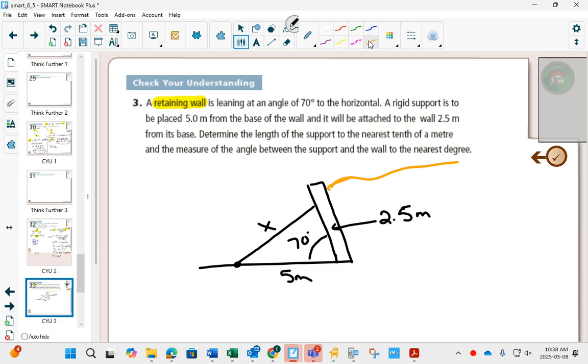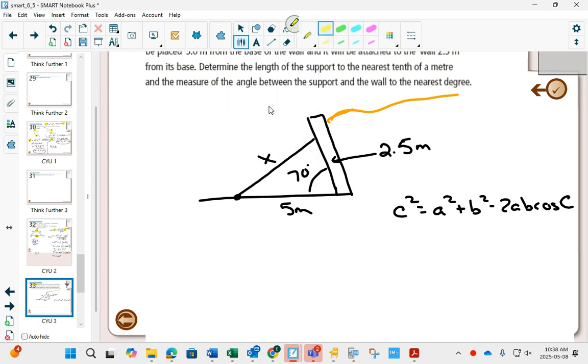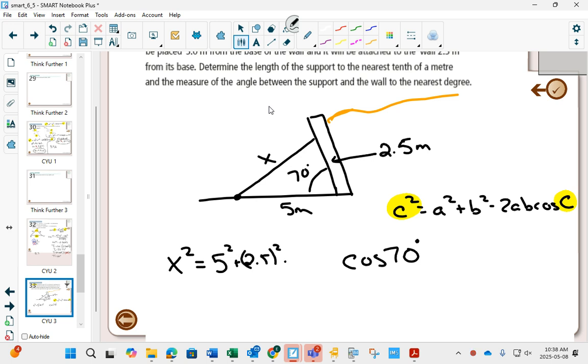Do I have an angle on the opposite side? I have the angle, but the opposite side I don't know. So I can't use the sine law. So I have to use the cos law. I look at my formula sheet, and the only thing I'm worried about is that whatever angle I'm using goes with the opposite side. So I'm solving for x, and over here I have to have cos of 70. The other things don't matter, so I could have 5 squared plus 2.5 squared minus 2 times 5 times 2.5.